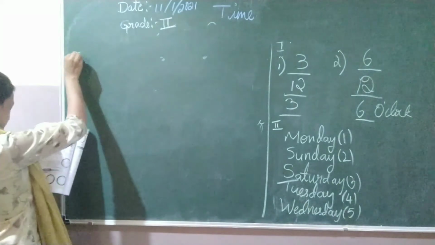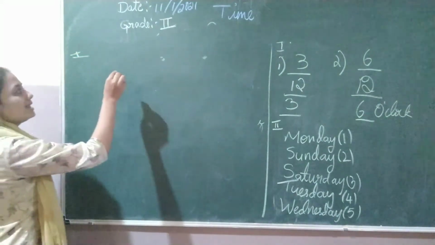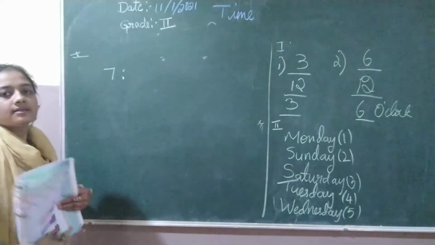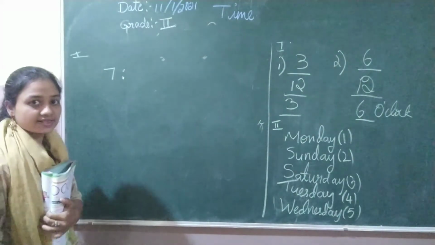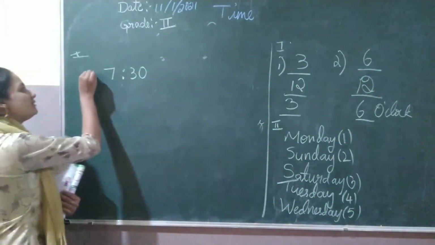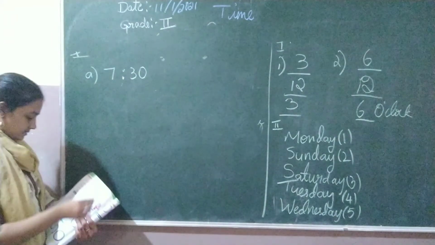First one, the small hand is showing 7. Keep 2 dots. The big hand is showing 6. That is 6 5s are 30. This is the answer for the first one.